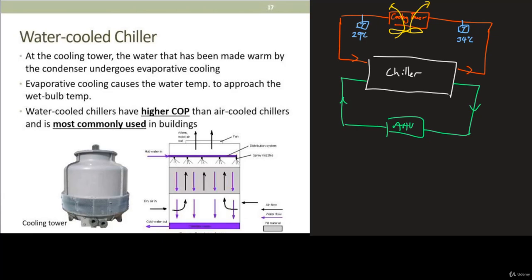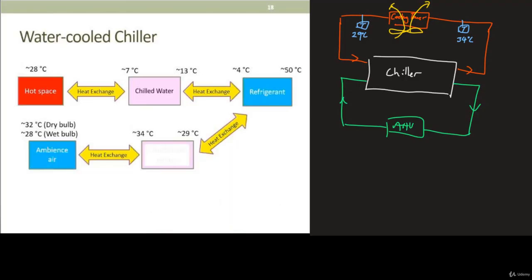So water-cooled chiller is very commonly used because it has a better COP, a better coefficient of performance. It is much more energy efficient, although you will need more capital cost because there's additional equipment. If you look back at this same diagram, you will notice that now at the hot refrigerant side, you have an additional loop, or additional agent, called condenser water. That goes in at around 29 and leaves at around 34.